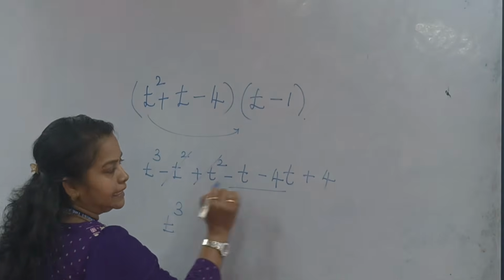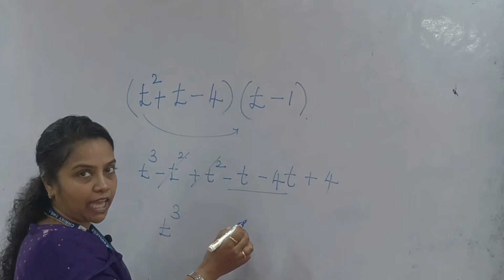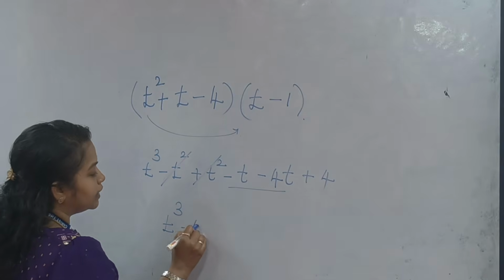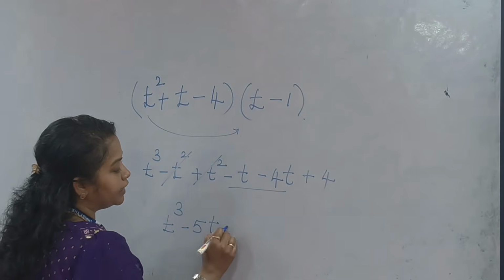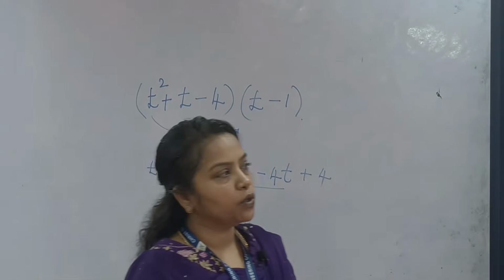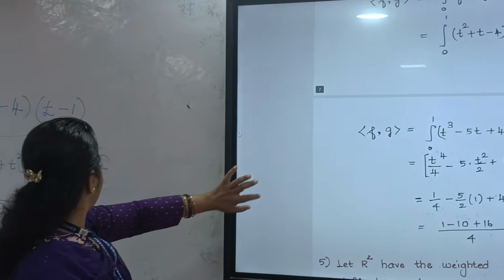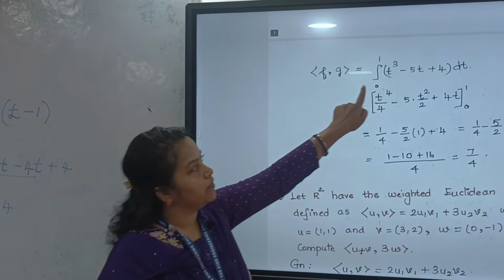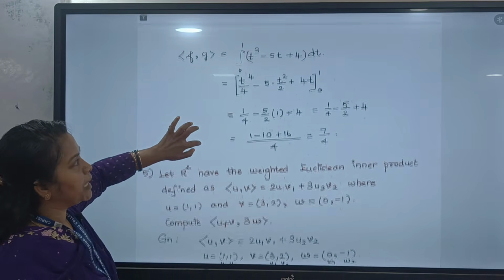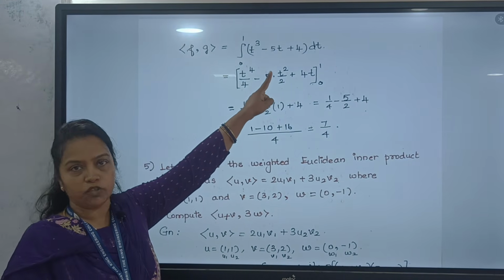These two are both t terms, so directly we can add. So minus 1 and minus 4, so minus 5t remaining, constant plus 4. So then t cube minus 5t plus 4. That is what has come here. Clear? So after multiplying the two polynomials, I am getting the value to be this.